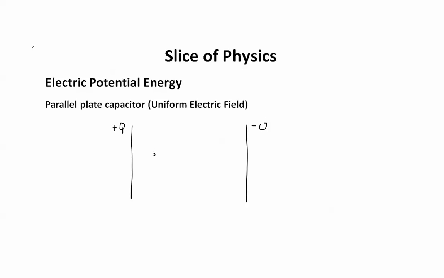And I'll place a positive test charge between the plates. And we know that there is an electric field between the plates which is uniform, so I'm just going to draw a few of them. And it points from the positive plate to the negative plate. So here is the electric field. So we know that there is now a force on this positive test charge in the direction of the electric field. So here is the force.